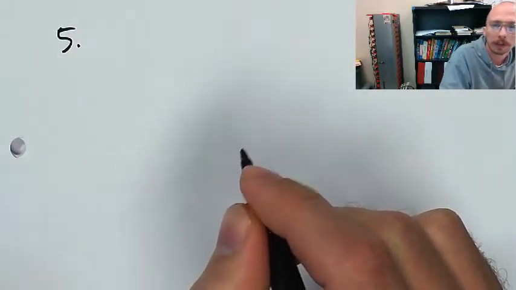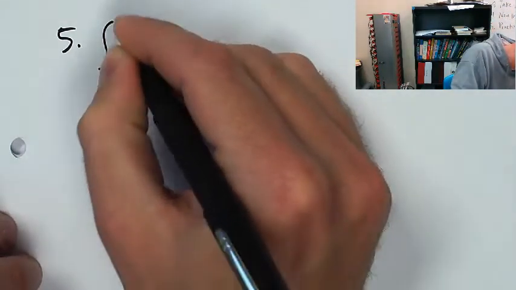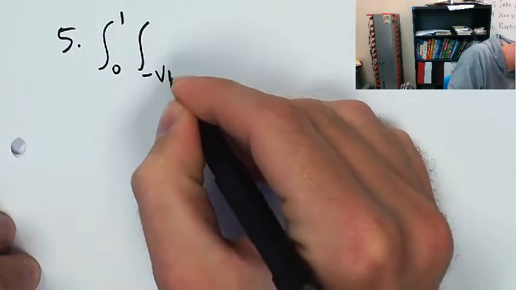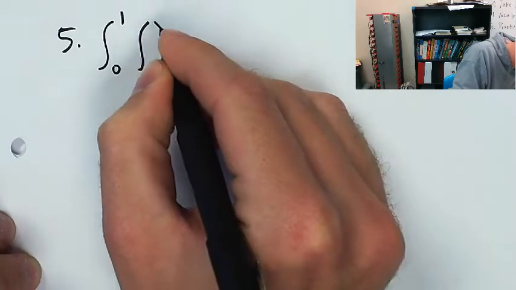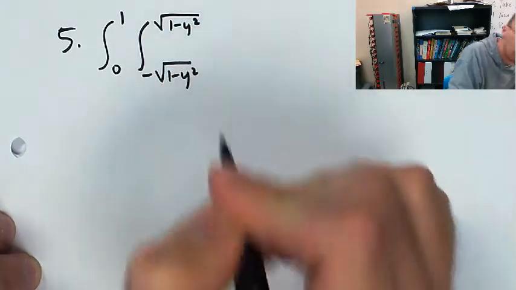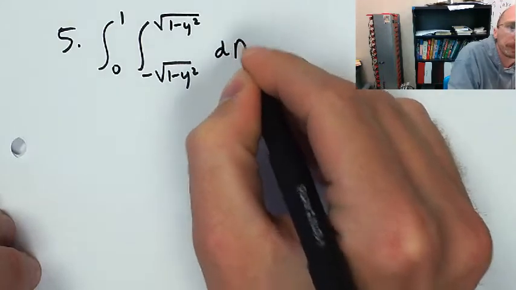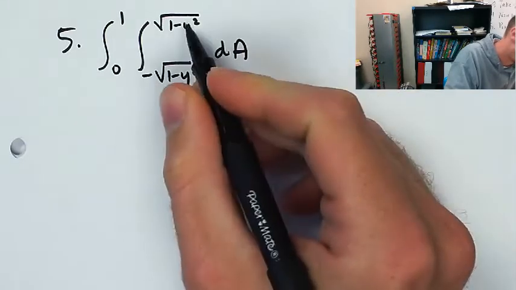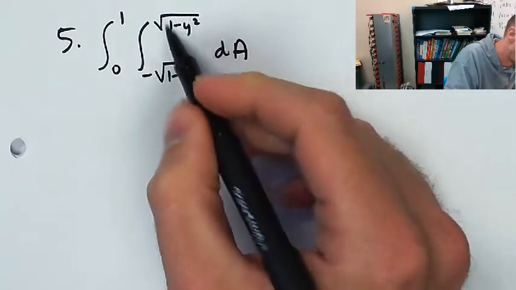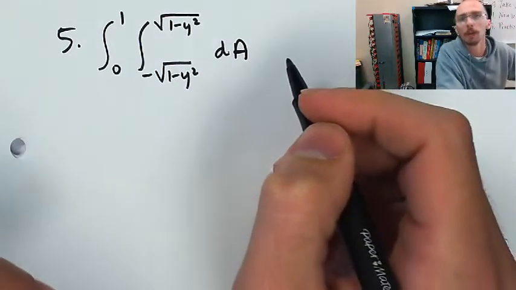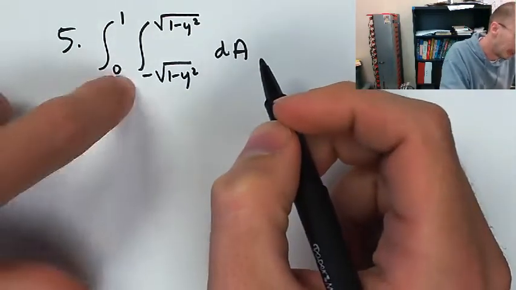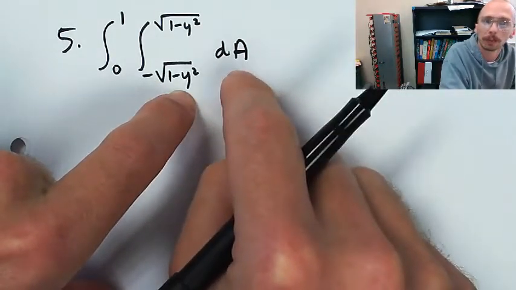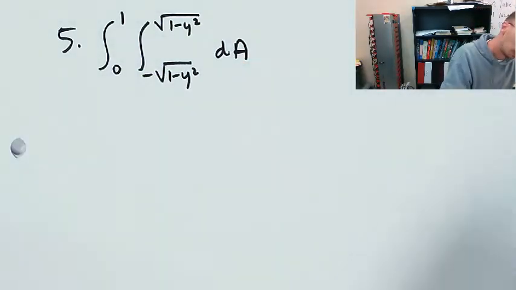Number 5, the integral from 0 to 1 of the integral from negative square root of 1 minus y squared to the positive square root of 1 minus y squared of dA. In this one, I know that it's a dx dy ordering because if I've got the variable here, it's the opposite variable that I'm integrating with respect to. So it's x equals negative square root of 1 minus y squared on the interior integral, so I know dx needs to be on the inside. So it's dx dy.